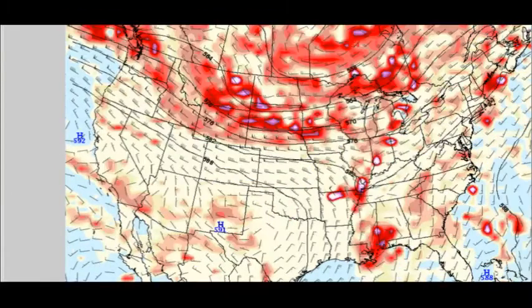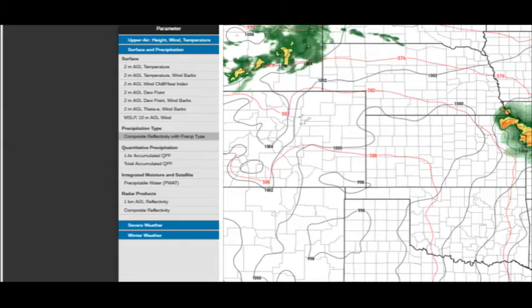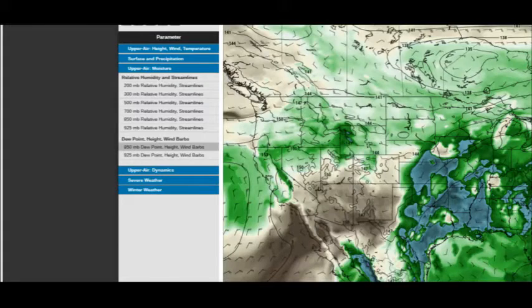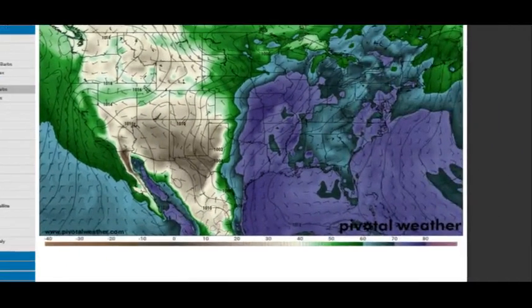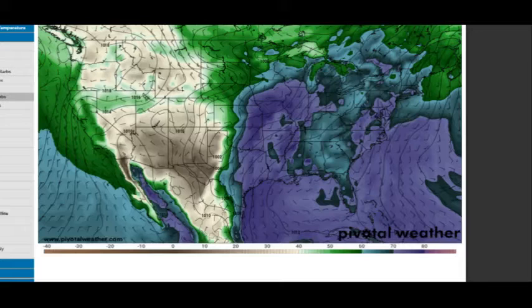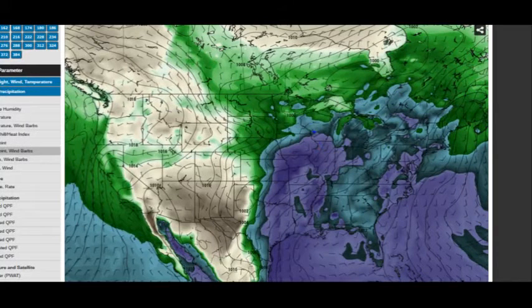Okay, so that's kind of how we put a target together for tomorrow, and thanks to the benefit of Pivotal Weather's forecast skew-Ts, we can kind of get an idea of what the air mass is like ahead of this line. So let's give that a shot. Okay, so there's our cold front. Here's our dry line for tomorrow.